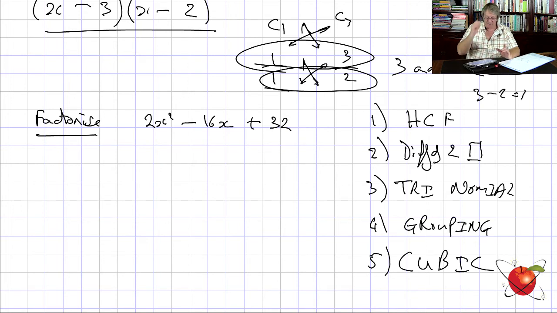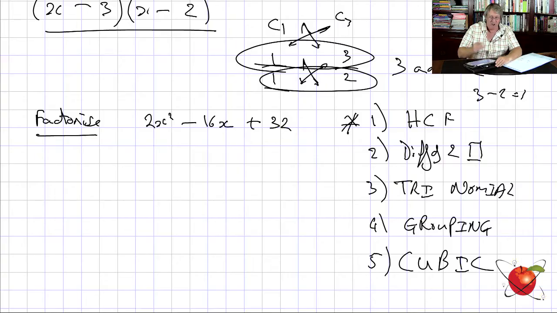Trinomial, yeah, but first, before we get there, always step 1, highest common factor. No matter what you're doing, you go for highest common factor first. Okay? Critical, don't ever forget it. It just makes your life easier. Hey, hang on. 2 is common to both here.